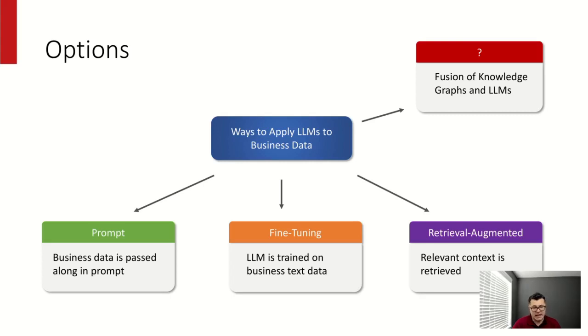Depending on the business use case, various different things are appropriate. So the lowest hanging fruit, first of all, the 4 options are, one is providing the business data in terms of a prompt. One is fine-tuning the model using your own internal data. One is something called Retrieval Augmented Generation. We'll get into that in a moment and discuss what that is. And the last one has a question mark associated with it.